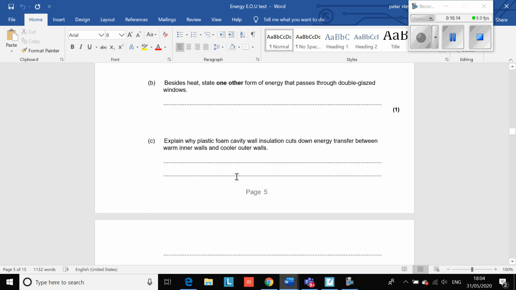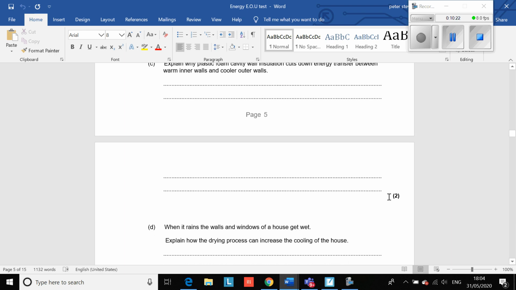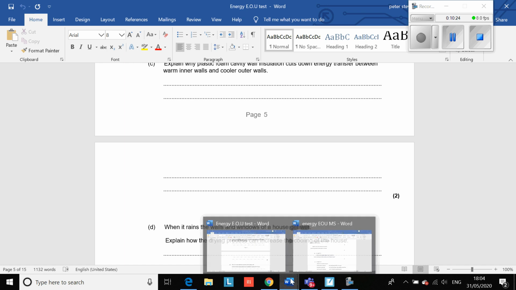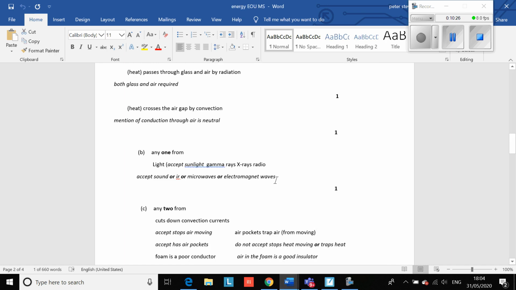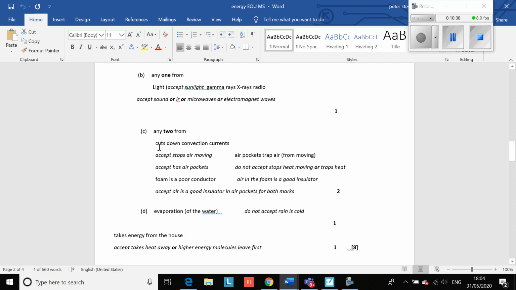Explain why plastic foam cavity wall insulation cuts down energy transfer between warm inner walls and cooler outer walls. Okay, so you've got a little bit of space to give your 2-mark answer here. The way it works is like this. You could have had any of these actually. It cuts down on convection currents because think about it. If you fill it with foam, the air is not going to be able to move. It's not going to be able to convect.